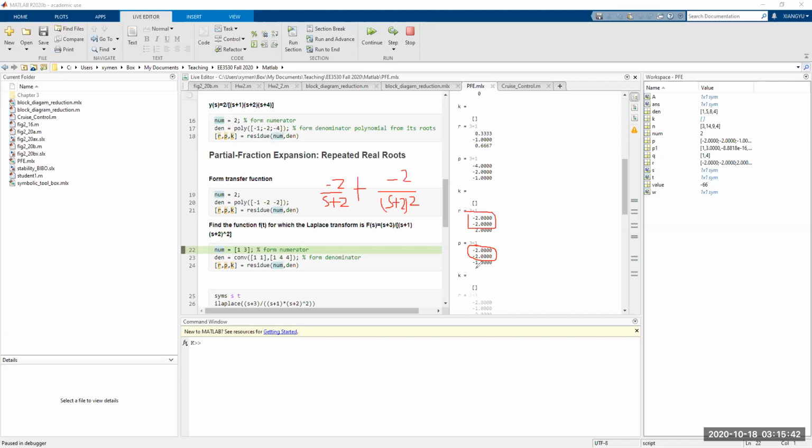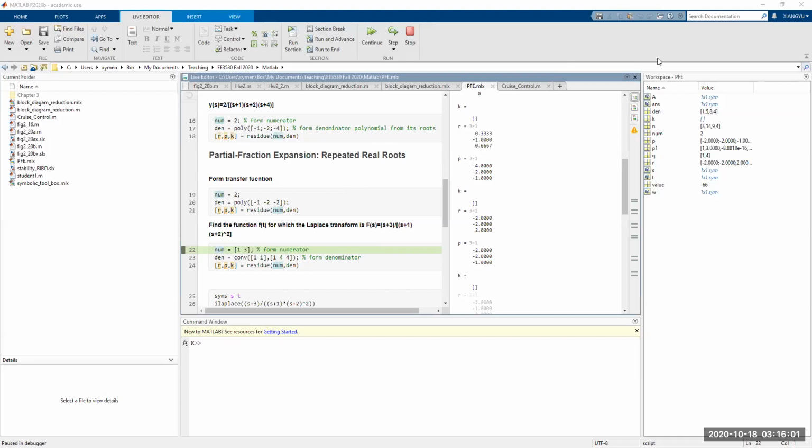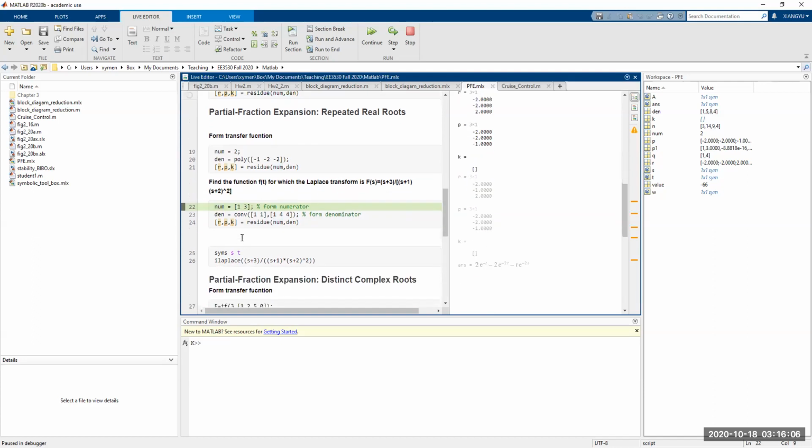Then for s plus 1, the coefficient is 2. So that is the partial fraction expansion. You can also use the command inverse Laplace to calculate the time function.